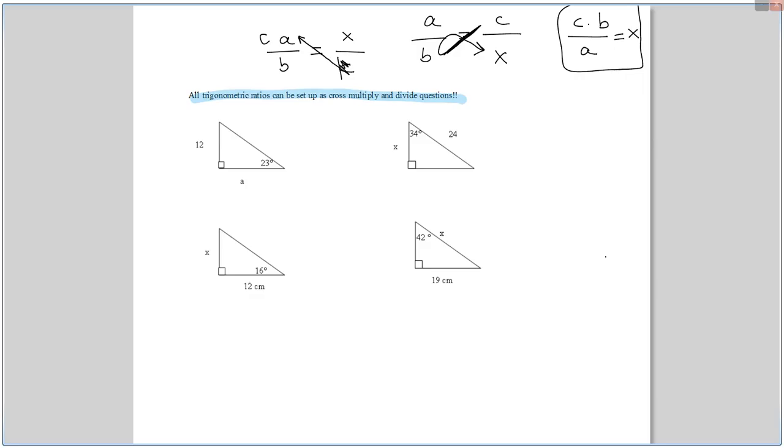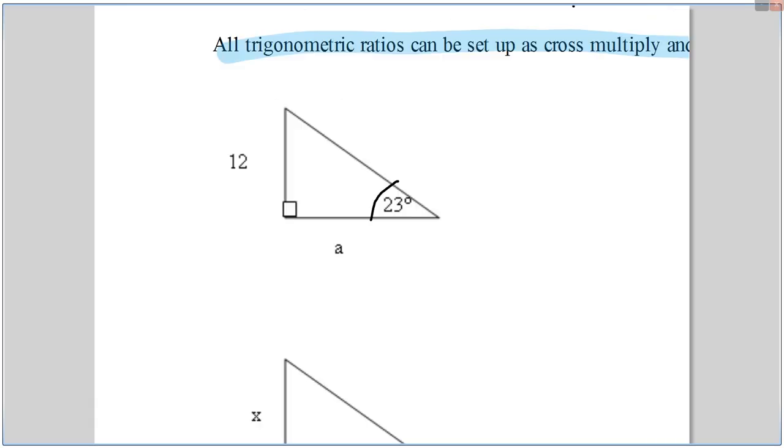Okay. So let's take a look at these questions. Let's just focus on labeling. Okay? So mark 23. And let's label that triangle. Where's the hyp? Across from the 90. Hyp is here. So what is 12? 12 is the opp. So that forces A to be the adjacent.